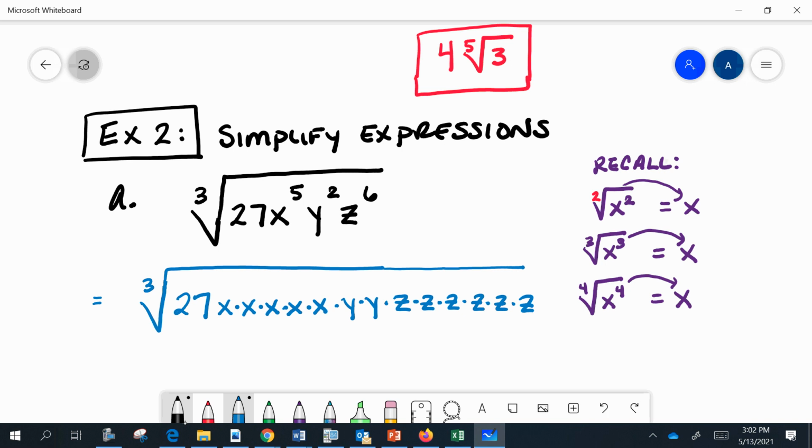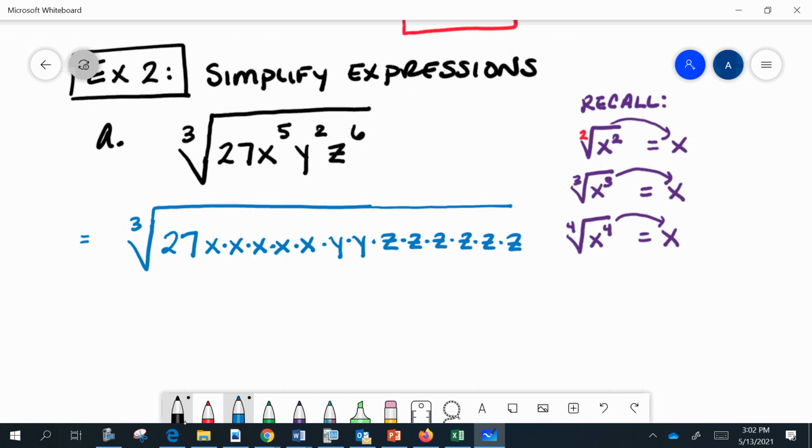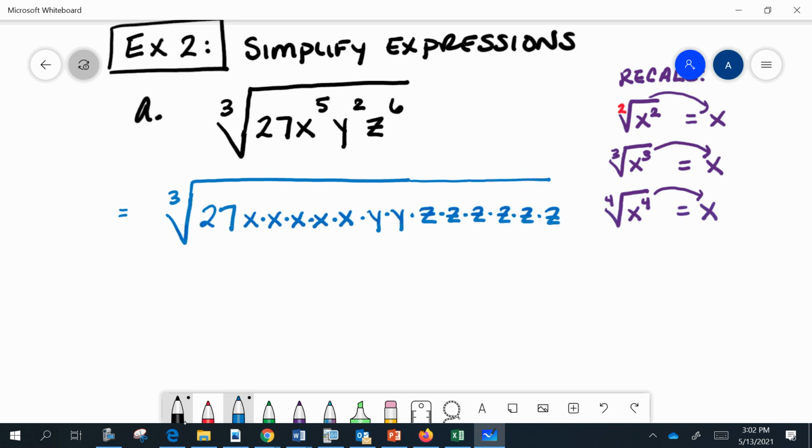And so really what I'm trying to do is show you why it simplifies this way. Like I said, the shortcut is coming. All right, so what's going to happen is some of the terms are going to be outside of the radical. Some of the terms are going to be left over inside of the radical. So the first thing I look at is I see 27, and 27 happens to be a perfect cube. So when we simplify the cube root of 27, that's going to equal the whole number 3 on the outside.